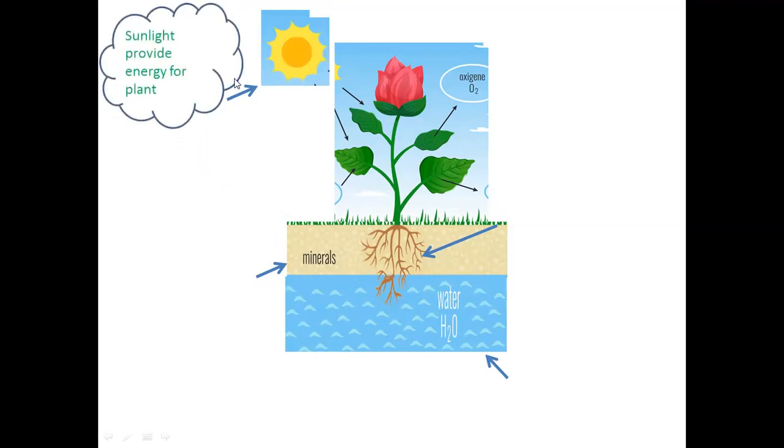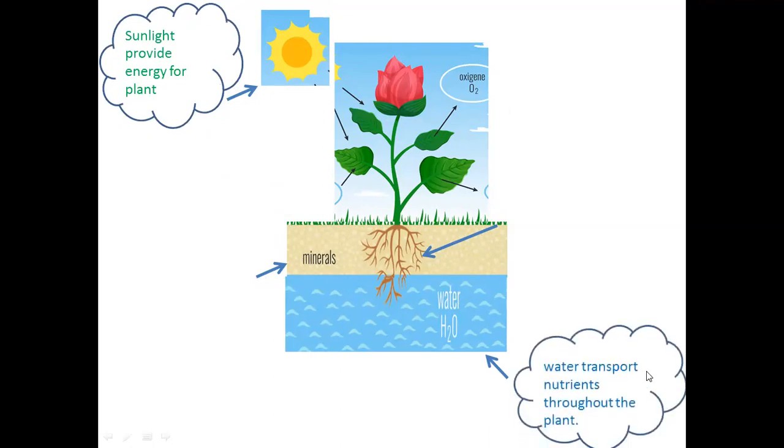They need sunlight to provide energy for the plant. Why they need? What is the function of sunlight for the plant? Sunlight provides energy for the plant. And water transports nutrients throughout the plant. What is the purpose of water? They're taking water, water transports nutrients throughout the plant.